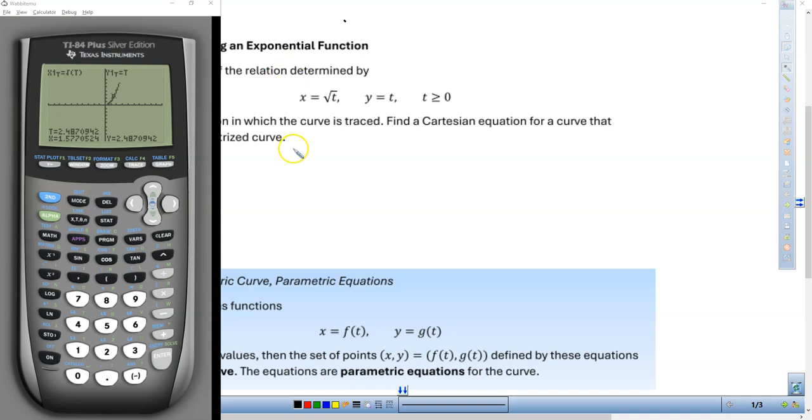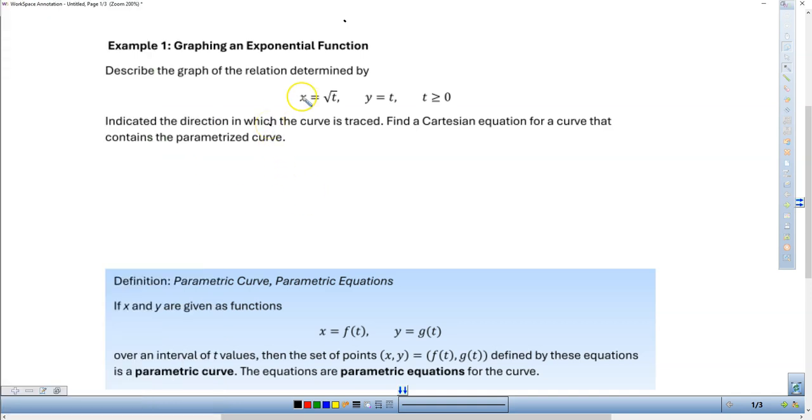Now, if we want to go back to our question, we want to effectively describe this curve. If you remember, when we started tracing this, the area where we started was at the origin. We started right at 0, 0. So the direction in which the curve is traced is upward, starting at 0, 0. So that is our direction in which this curve is going.